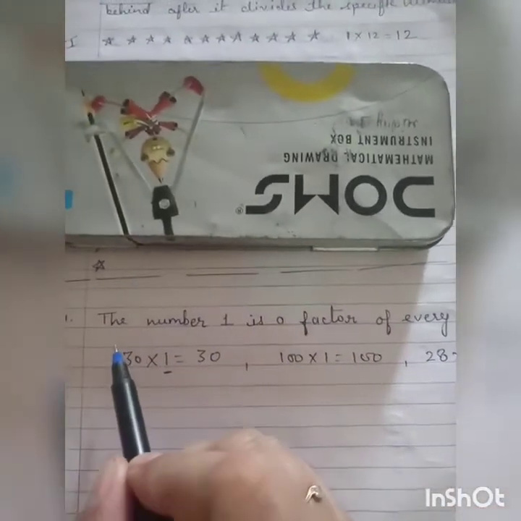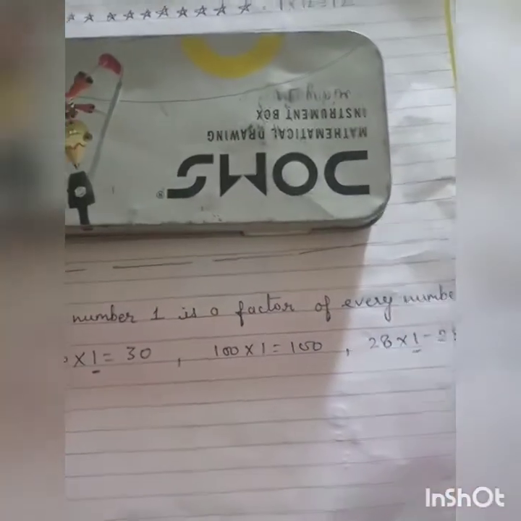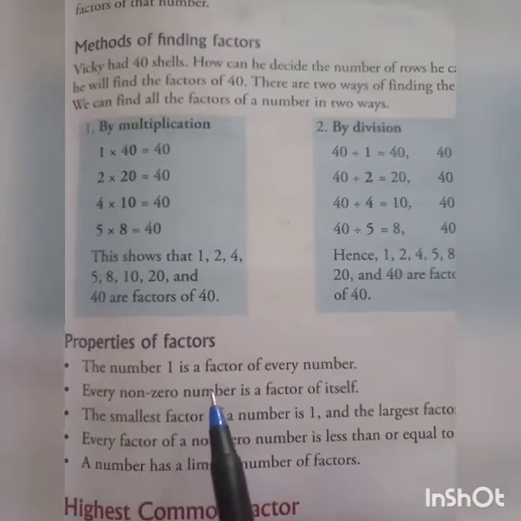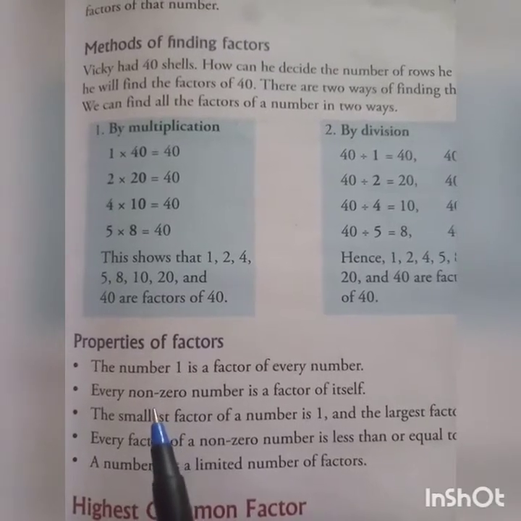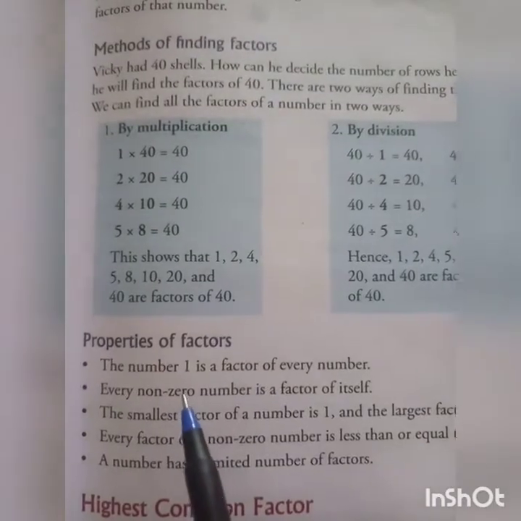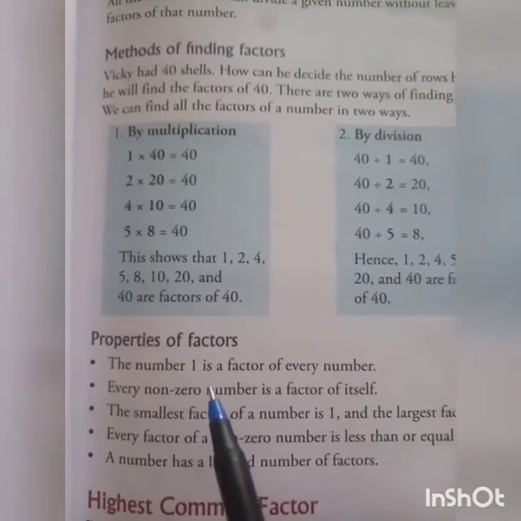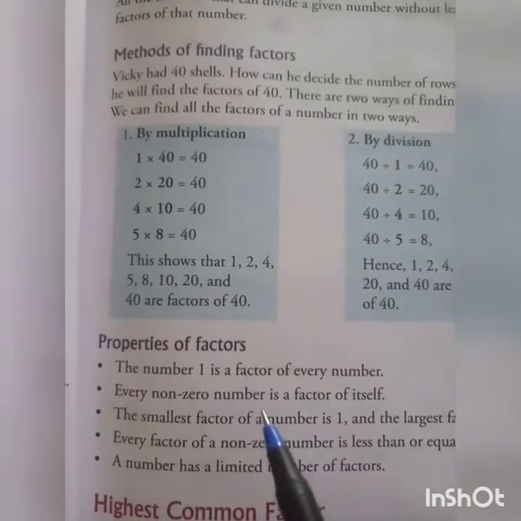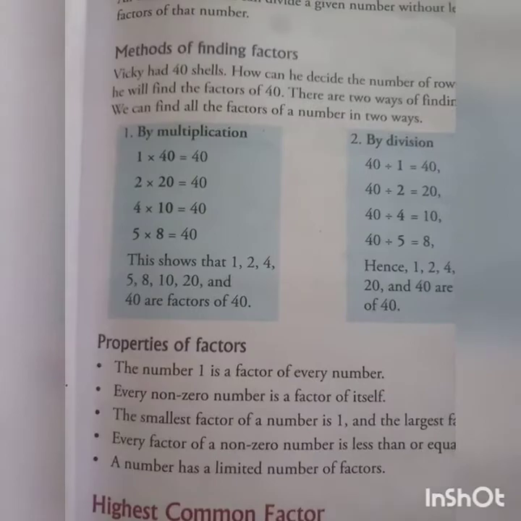It means this property, I think it is clear. The number 1 is a factor of every number. The second property is that every non-zero number is a factor of itself. Non-zero means the number should have its own value. If the number is 1, that means it is 1, it is not equal to 0. If the number is 20, that means it is 20, it is not equal to 0. In such a way we can say that every number is a factor of itself.